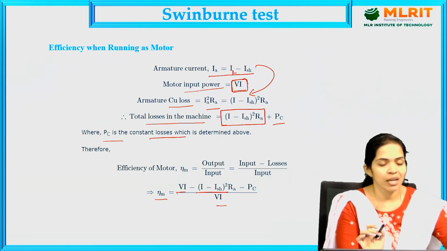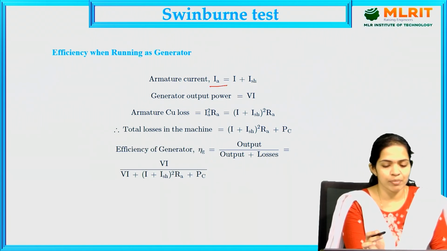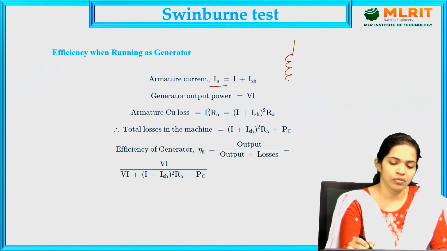So when the same machine is running as generator, we are going to determine the efficiency using the Swinburne test. So when we consider the armature, so I consider now I have a shunt generator.